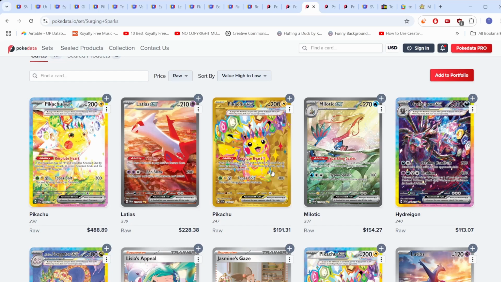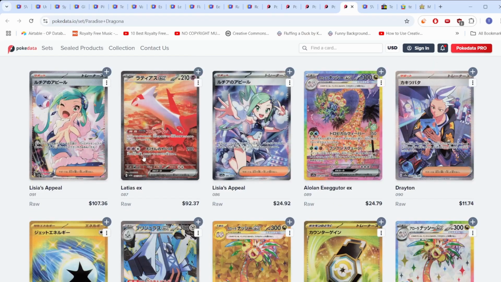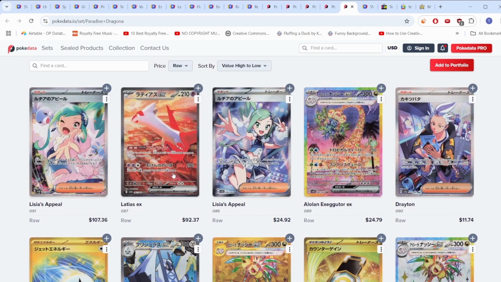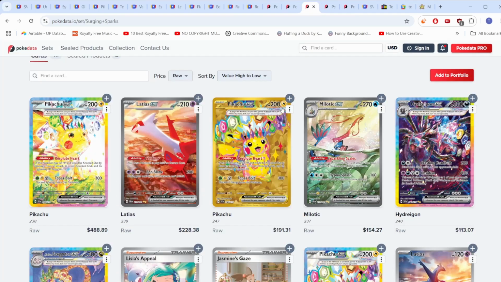This gold Pikachu is rarer to get. I think it's even harder to pull than this Pikachu. And I don't know, sometimes people just really like the card in English versus Japanese. But if you look at some of the other cards, and I could be wrong, Paradise Dragona is the other set that has Surging Sparks cards. This is 92, and over here it's like 2, so it's a little over twice.